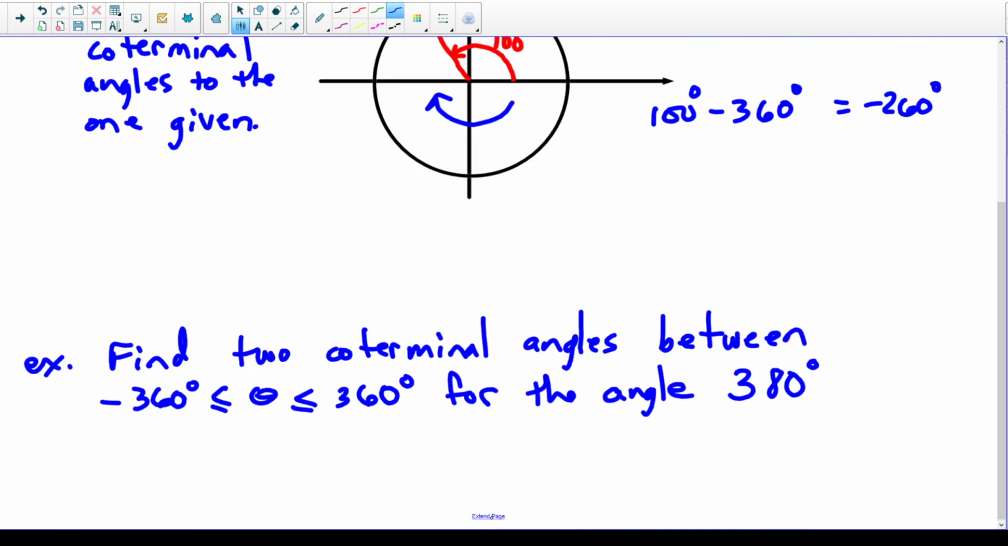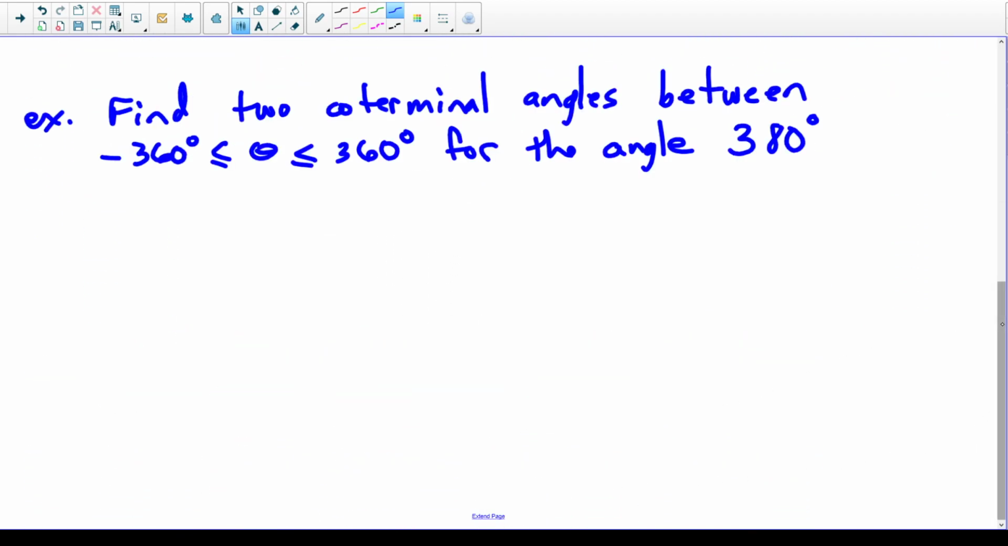Now here's a question similar to what you will see on, you're going to be getting an assignment today, and you're going to actually have the day tomorrow to work on it. This is one of the questions that is on that assignment. Can you find 2 coterminal angles between negative 360 and 360 for the angle 380? And I'm sure some of you are going to find it very, very quickly. What I like to do is I like to draw a little picture of what's going on.